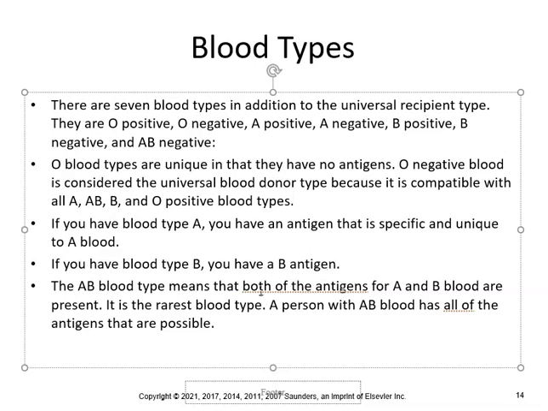The AB blood type means that both of the antigens for A and B blood are present. It's the rarest blood type. A person with AB blood has all of the antigens that are possible.